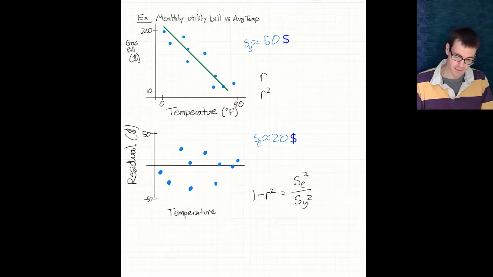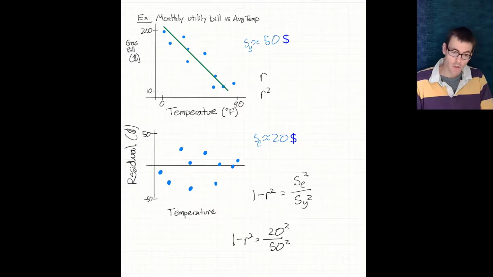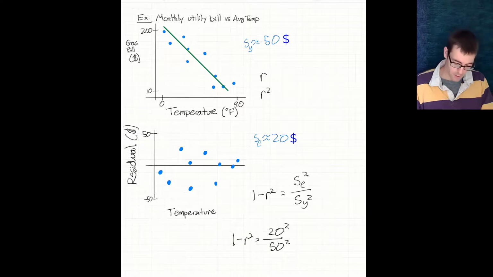In our example, since the standard deviation dropped from 50 to 20, if you solved this for r, I believe you get something like 0.916.